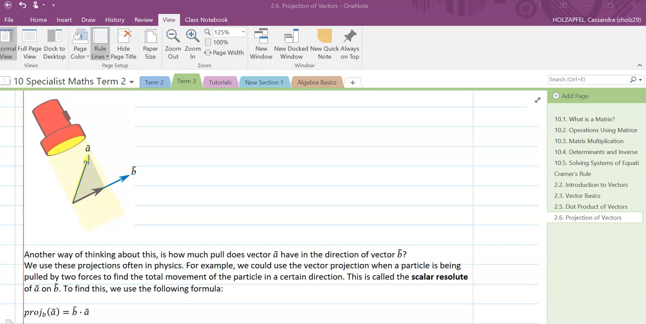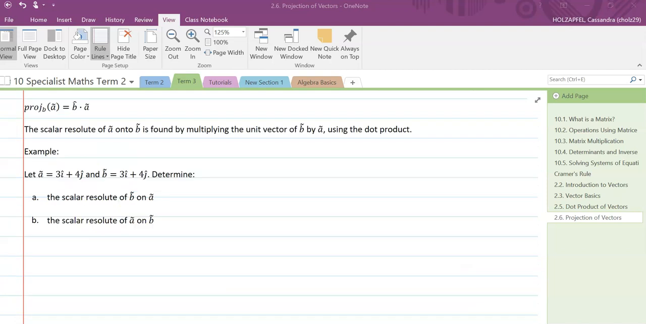This is called the scalar resolute of A onto B. So to find this, we can use the following formula, and we can see here the projection of vector A onto B is given by the unit vector for B multiplied by the vector A. Let's go through an example here. So scalar resolute of A onto B is found by multiplying each of these. So when we do this, we need to make sure that we're doing this in a particular order.